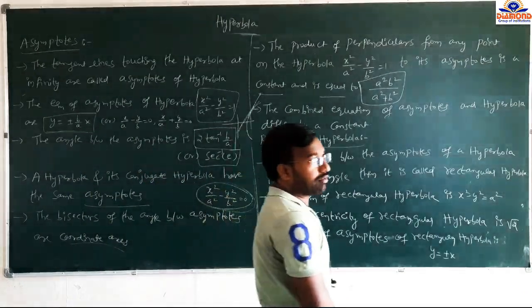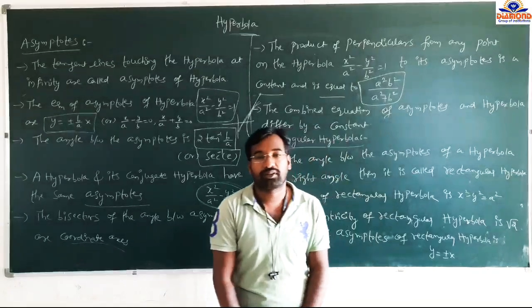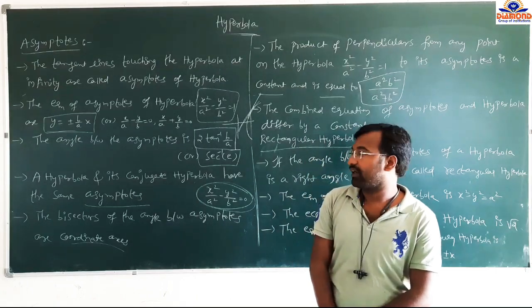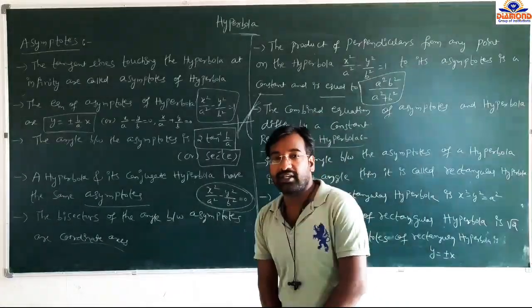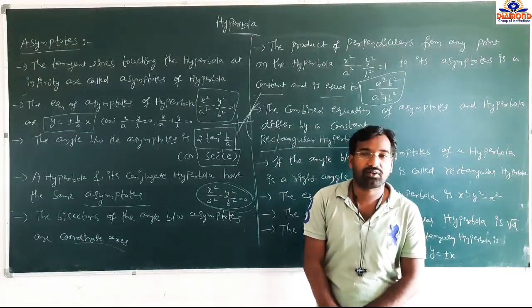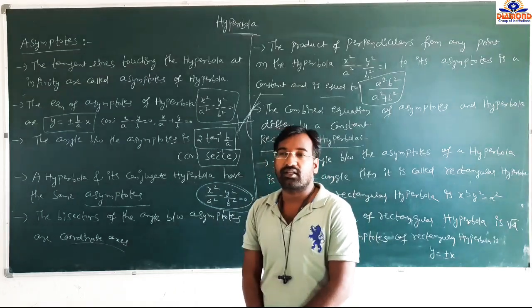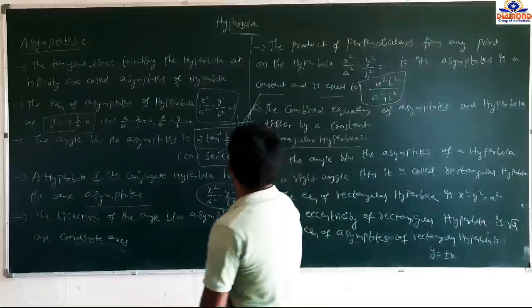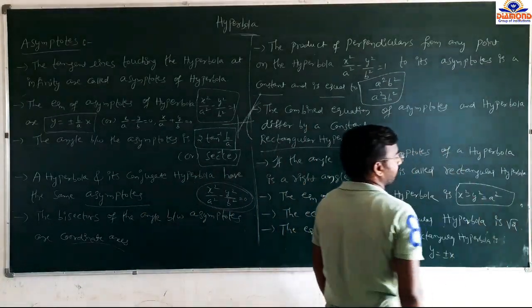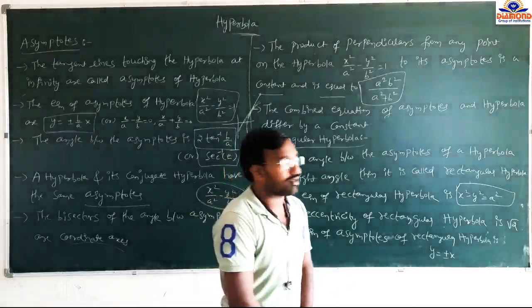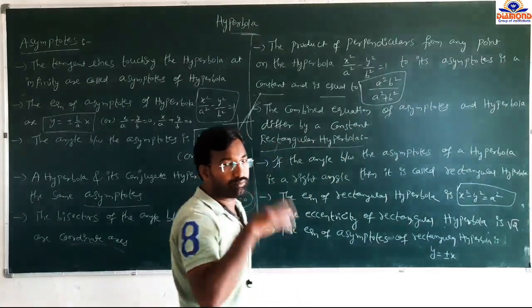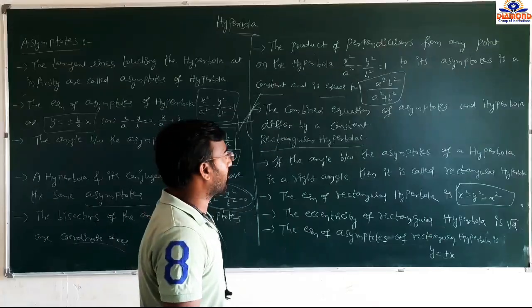Next, rectangular hyperbola. What is the standard form of hyperbola? x square by a square minus y square by b square equal to 1. A indicates transverse, b indicates conjugate. So, if a equal to b, length of transverse axis equal to length of conjugate axis, then it is called rectangular hyperbola. Then the equation changes to x square minus y square equal to a square. The standard form of rectangular hyperbola is x square minus y square equal to a square, because here you can take a equal to b. Length of conjugate axis equal to length of transverse axis.